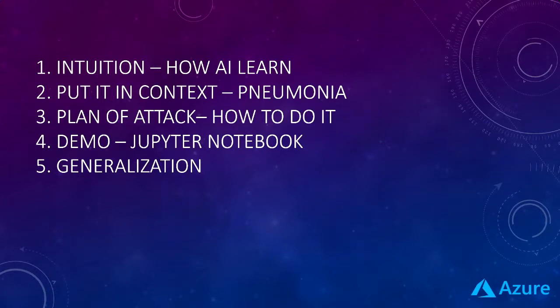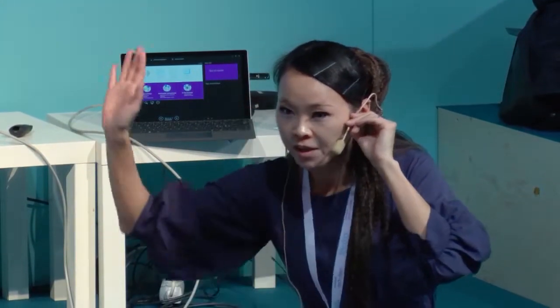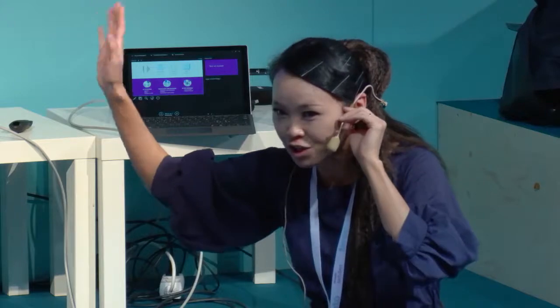So the way we're going to do this is like this. First, we're going to go through an intuition, as in how AI works. And then we're going to put this intuition into a real context, as in classify pneumonia or not. And then we're going to break it down into small components of how to build such a model conceptually. I'm going to demo to you how to build the model in Jupyter Notebook. And then we're going to generalize this and see if we can use it in other scenarios. So it's actually quite packed.